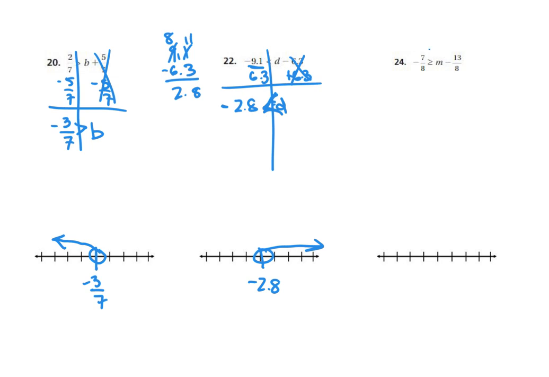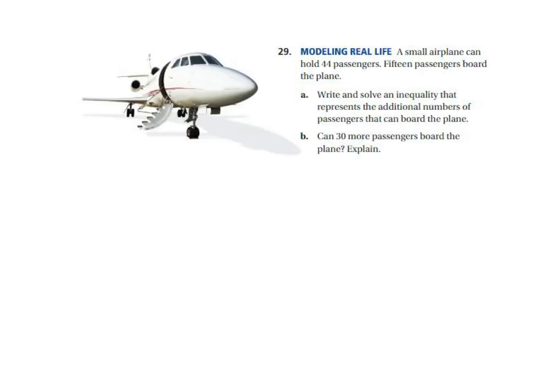And then we will add 13/8 to both sides. Right side cancels. We're left with M less than or equal symbol. -7/8 plus 13/8 is +6/8. That's 1. And it is, M is less than or equal to 1. So it's a filled in circle, arrow going to the left.